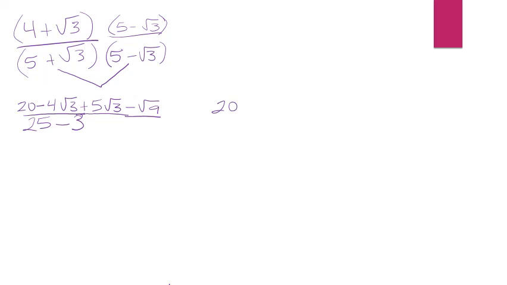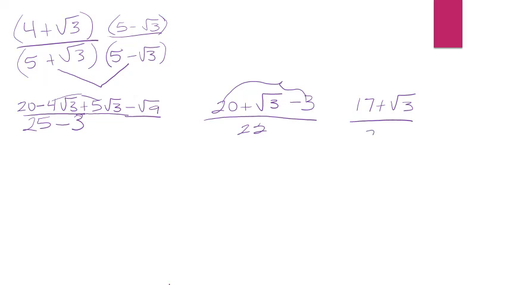We have 20, and we have negative 4 plus 5 here. So that's going to be plus the square root of 3, or 1 times the square root of 3, minus 3, because the square root of 9 is 3. All over 25 minus 3 is 22. And we can go ahead and combine 20 minus 3, and that's 17 plus the square root of 3 over 22. 3 is a prime number, and 22 does not have any radicals, so this is as simplified as we get.